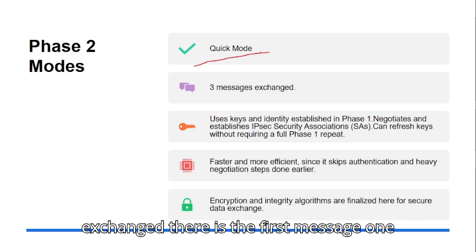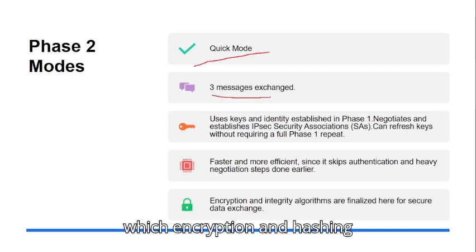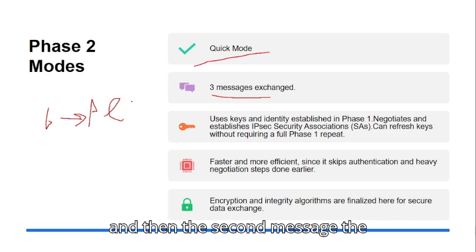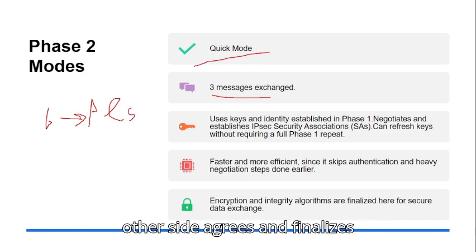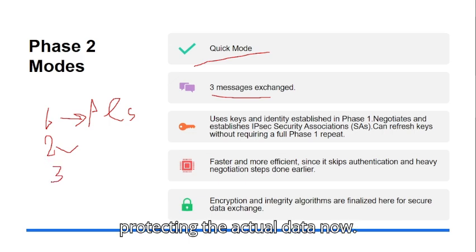In the first message, one side proposes which encryption and hashing algorithms to use, for example AES plus SHA. In the second message, the other side agrees and finalizes the settings. In the third message, they confirm the creation of IPsec security associations, which means we are good to go. Start protecting the actual data now.